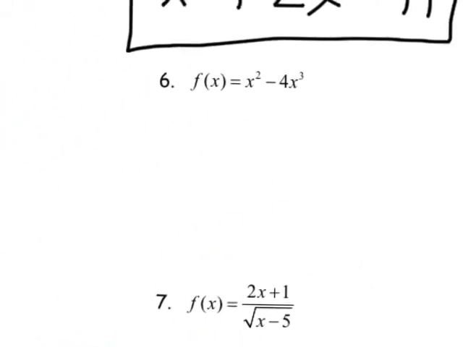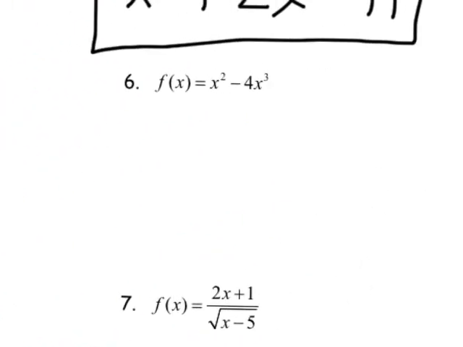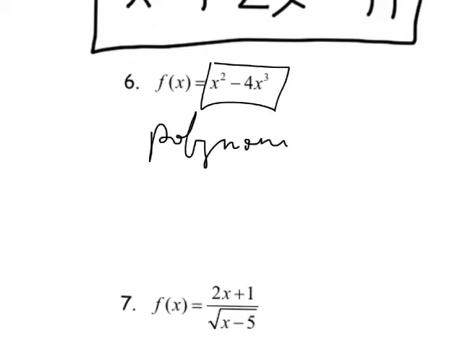All right, let's come over to 6. 6, this is what's called a polynomial. And polynomials have no restriction, therefore this is negative infinity to infinity.